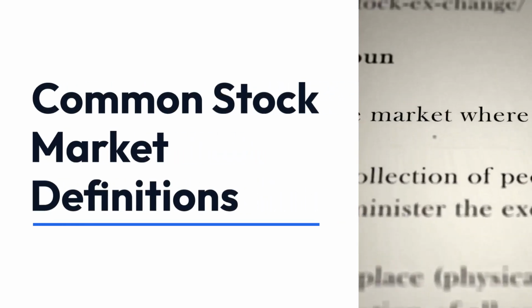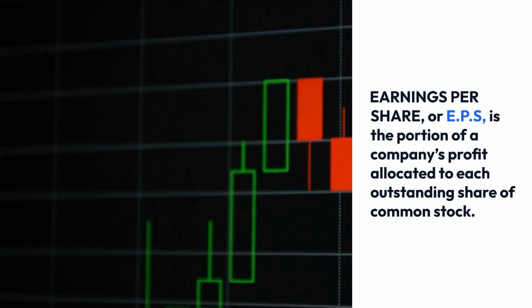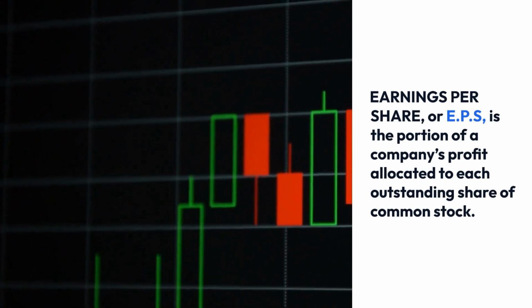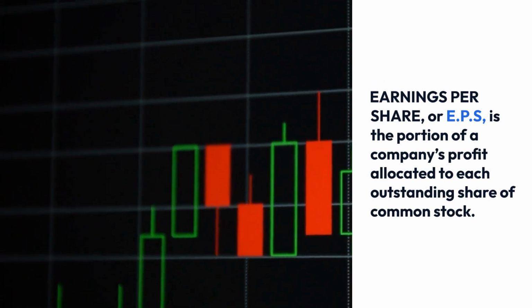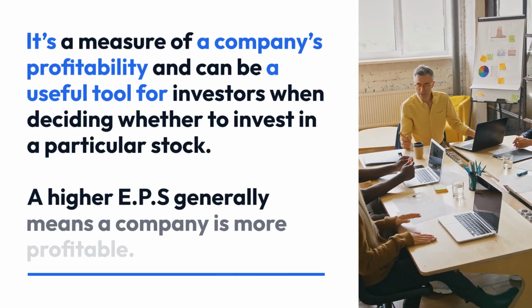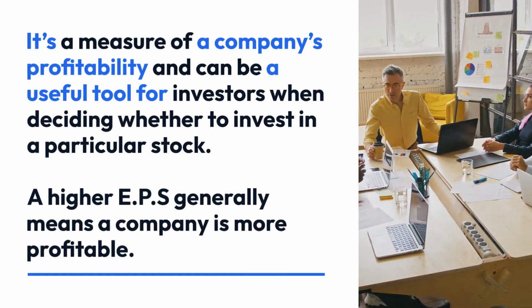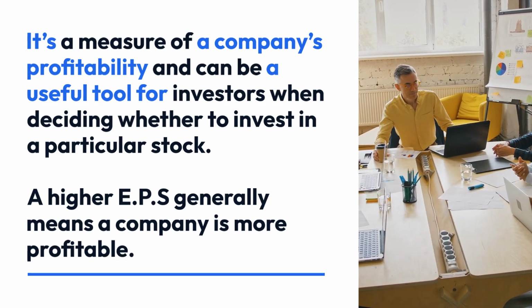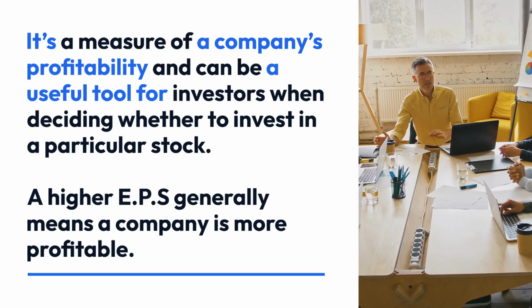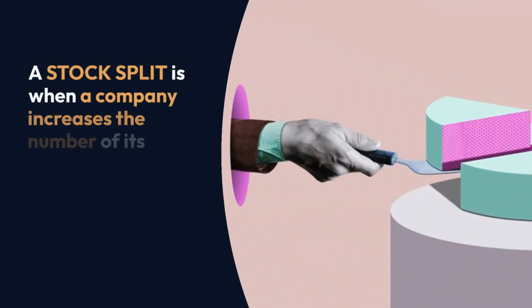Common stock market definitions. Earnings per share, or EPS, is the portion of a company's profit allocated to each outstanding share of common stock. It's a measure of a company's profitability and can be a useful tool for investors when deciding whether to invest in a particular stock. A higher EPS generally means a company is more profitable.